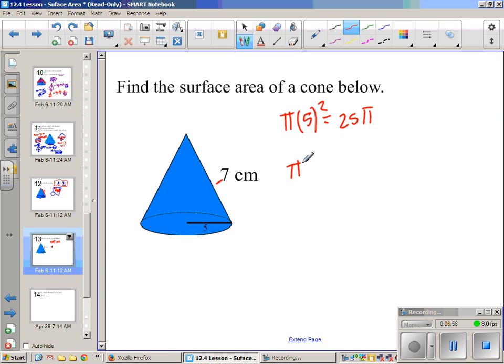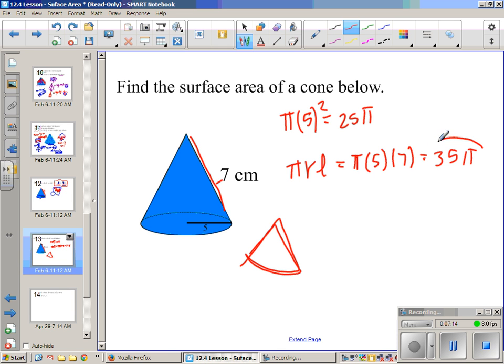Then I'm going to have to find that pi r L part, which is that weird looking shape. It's that shape that makes the cone. Okay, so pi times my radius, which is 5, and then the lateral height of this one is 7. So I get 35 pi for that weird shape for a cone, and I'm going to show you a visual in class tomorrow, so don't worry if you can't quite see it. And again, I'm going to add those together for a total of 60 pi centimeters squared.